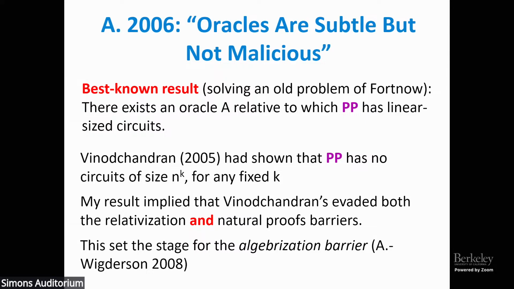Okay, so it was then an example showing that both of these barriers could be circumvented in a single result, which then led to the question of, is there a third barrier to proving circuit lower bounds, which is part of what led me and Avi Wigderson to then come up with the algebraization barrier a couple years after that. Okay, but that's not what I'm going to talk about today.